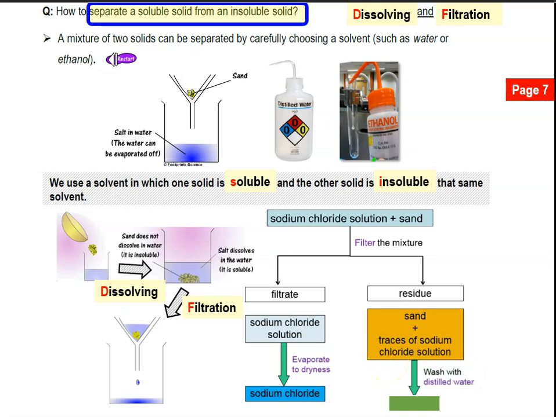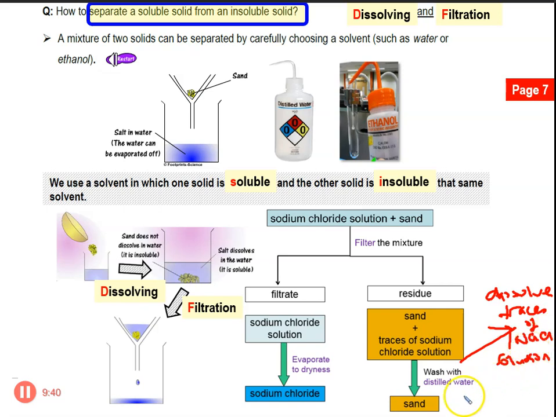So we will wash this with distilled water. Why do we want to wash it with distilled water, you may ask? Something that is good for you to take note of: we wash this with distilled water because the distilled water is able to, you may want to write this down please, dissolve the traces of sodium chloride solution, because sodium chloride is soluble in water.